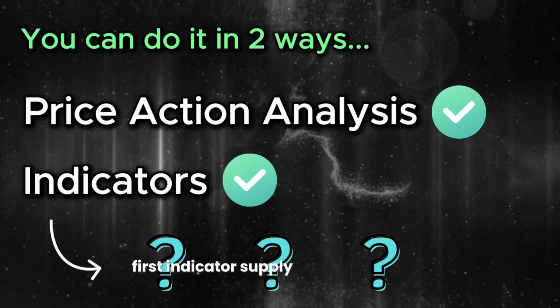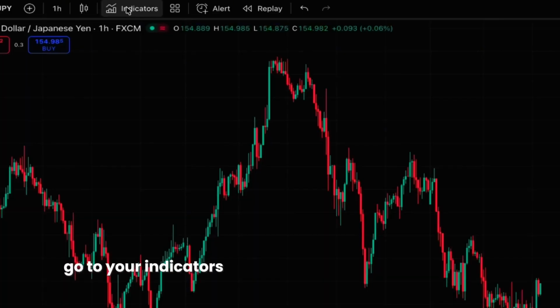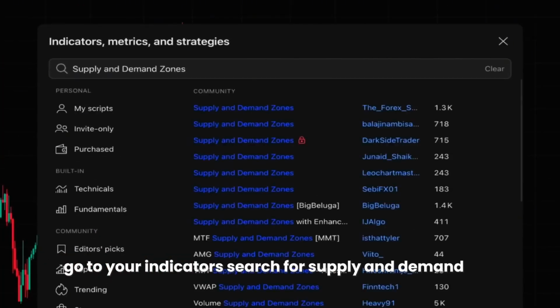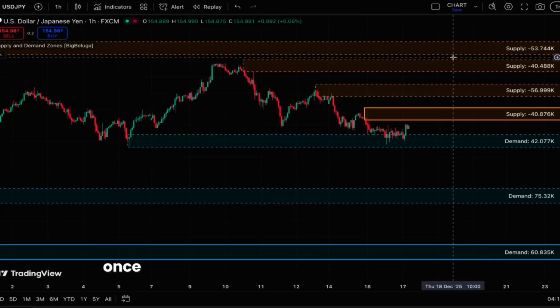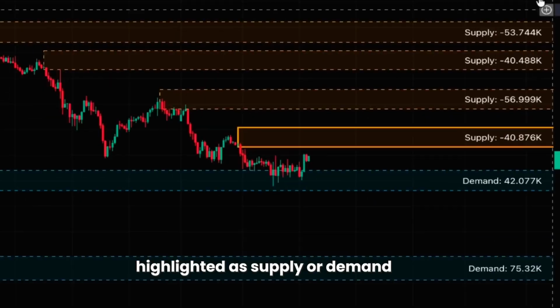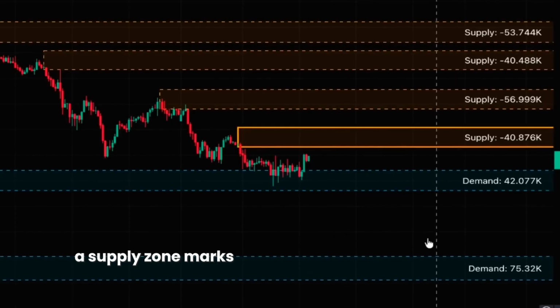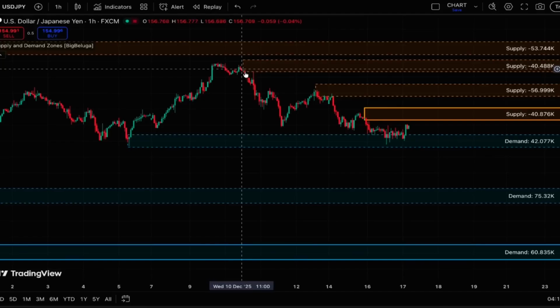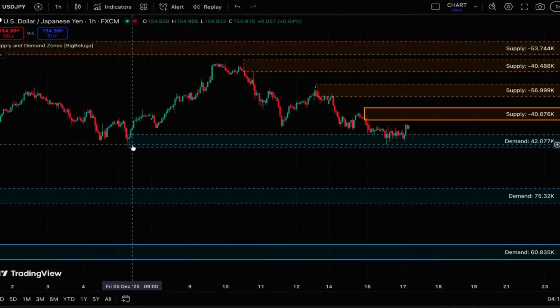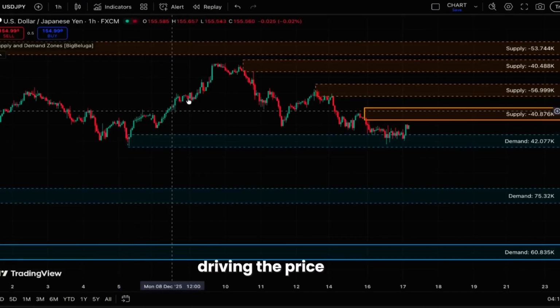First indicator, supply and demand zones. Go to your indicators, search for supply and demand zones, and select the tool. Once added, you'll see certain areas on the chart highlighted as supply or demand zones. A supply zone marks where significant selling pressure appeared, pushing the price down afterward. A demand zone shows where buying pressure dominated, driving the price higher.